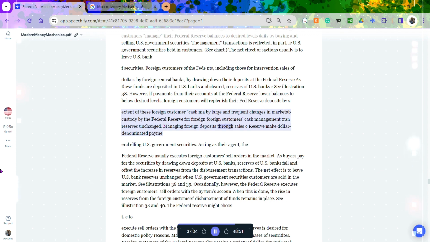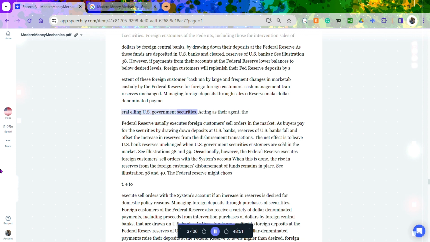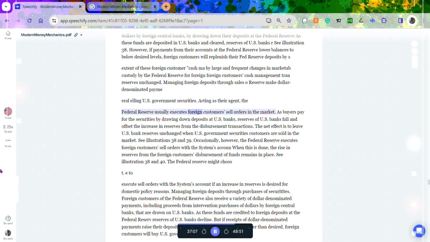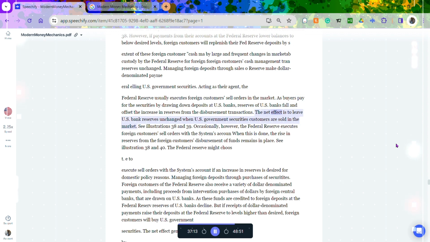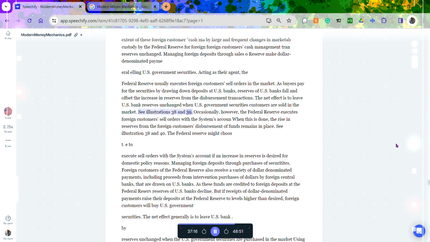Managing foreign deposits through sales of securities. Foreign customers make dollar-denominated payments, and replenish balances through sales of U.S. government securities. Acting as their agent, the Federal Reserve usually executes foreign customers' sell orders in the market. As buyers pay for the securities by drawing down deposits at U.S. banks, reserves of U.S. banks fall and offset the increase in reserves from the disbursement transactions. The net effect is to leave U.S. bank reserves unchanged when U.S. government securities held in custody for customers are sold in the market. See illustrations 38 and 39.